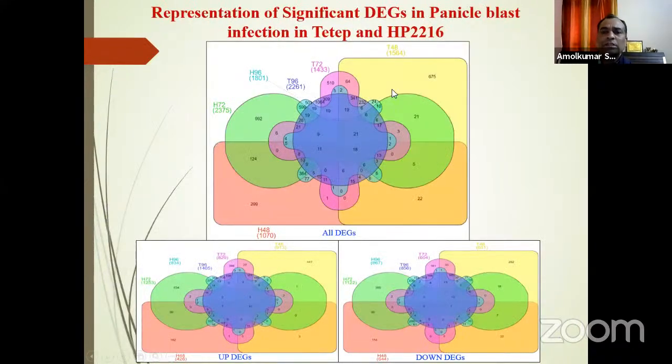We checked these common genes, and when we compared all 6 conditions of TETEP and HP22, we found 341 genes which are upregulated in all 3 conditions, TETEP 48, 72, and 96. And there are 384 genes which are common in the 3 susceptible conditions. So we identified this separately for upregulated and downregulated genes.